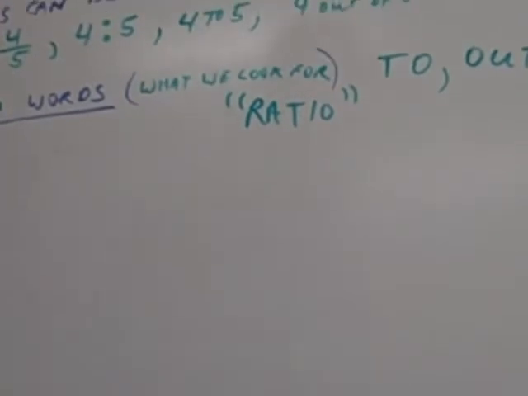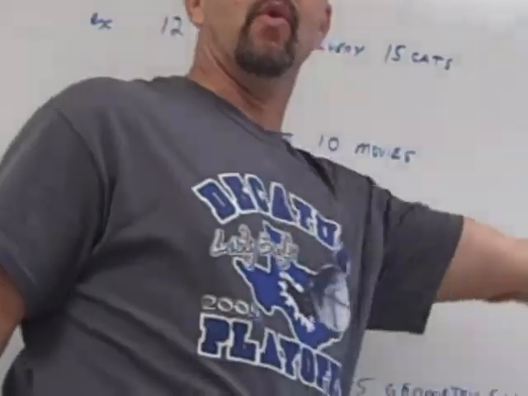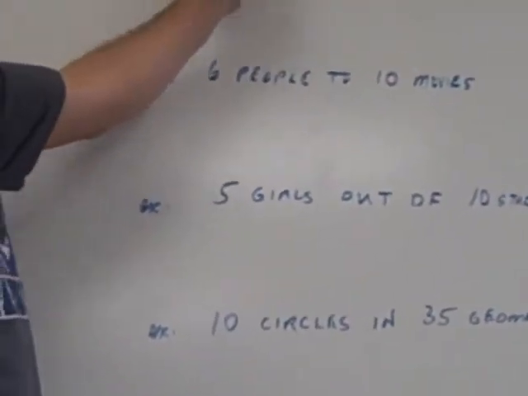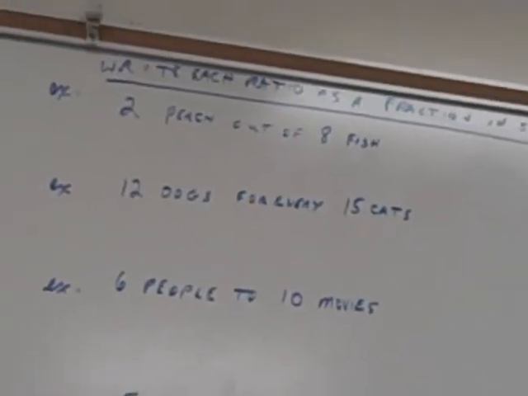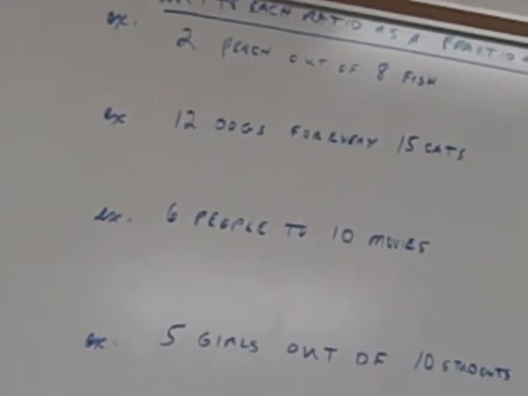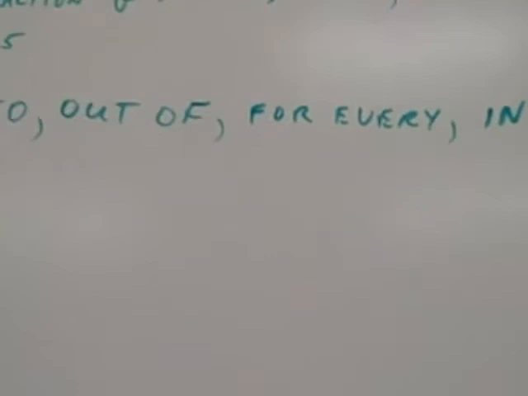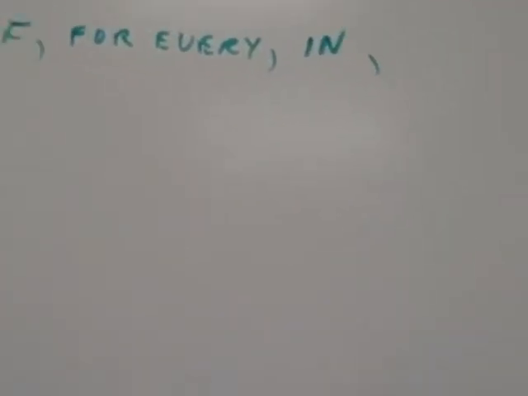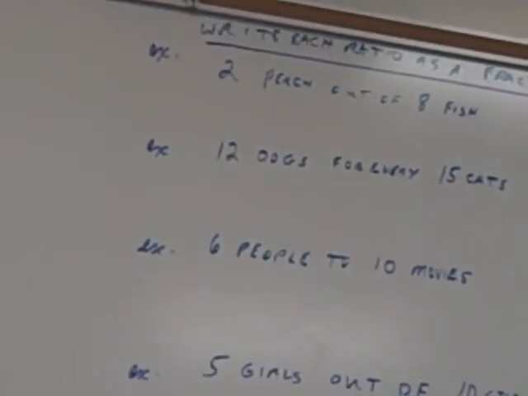Alright, so we're going to be looking at writing each ratio as a fraction in simplest form. First example, 2 perch out of 8 fish I caught. I could have put a whole story in there. Of the fish that I caught when I went fishing, 2 out of the 8 fish were perch. That is a ratio problem. So, the how-to. How do we get this?